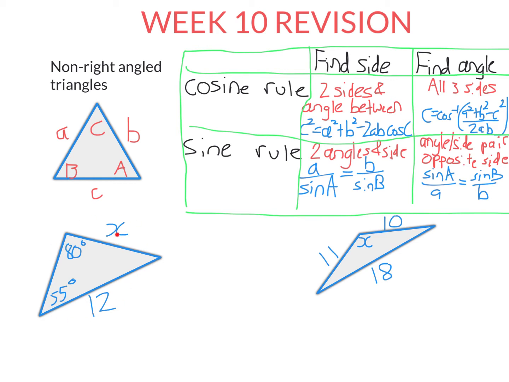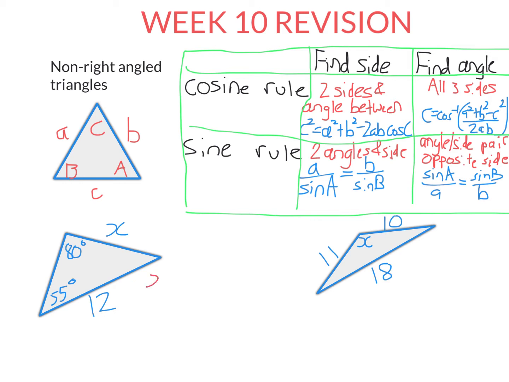So here we're finding an unknown side. We have its opposite angle and another side-angle pair. We have two angles and a side, so we're going to use the sine rule to find x. We can't use the cosine rule to find x because in order to use the cosine rule, I'd need to know this side.